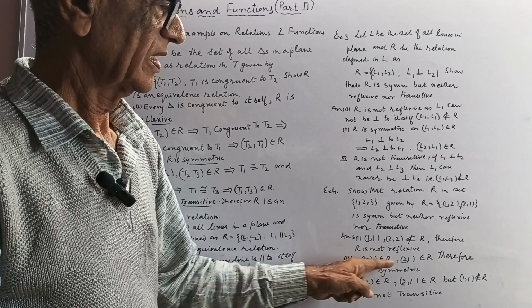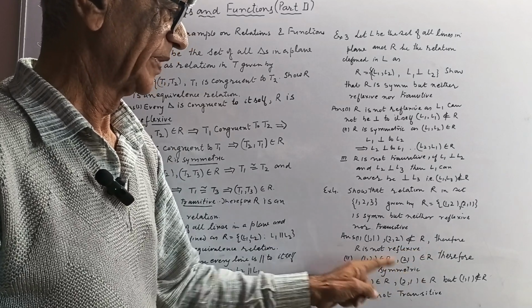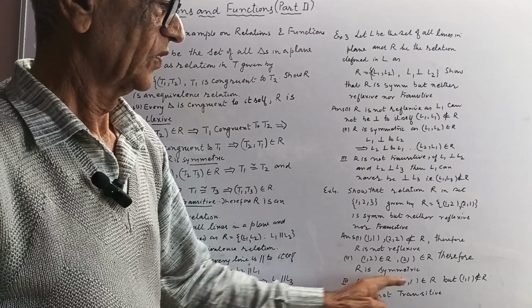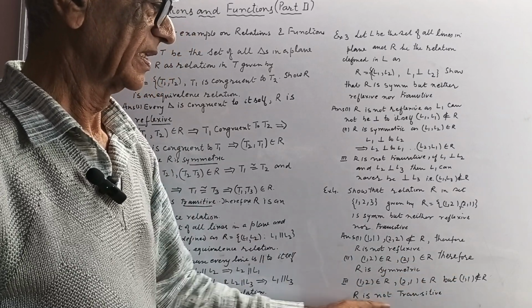As (1, 2) belongs to R, (2, 1) belongs to R, therefore it is symmetric. Now (1, 2) belongs to R, (2, 1) belongs to R, but (1, 1) doesn't belong to R. R is not transitive.